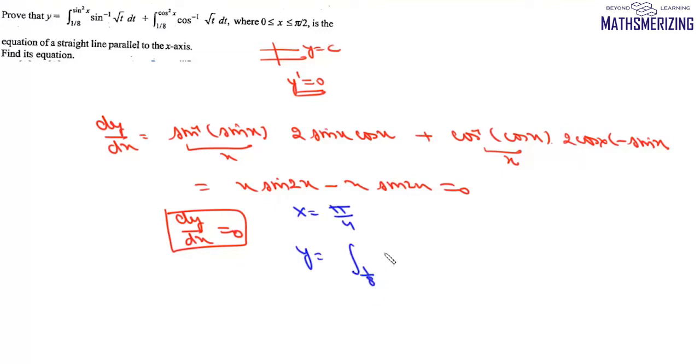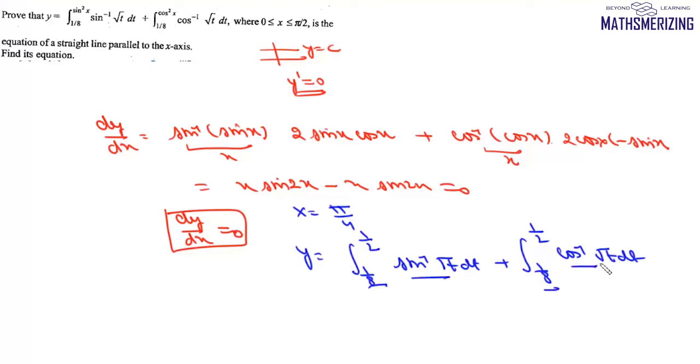So we write y equals this integral from 1 by 8. Sin pi by 4 is 1 by root 2, and its square will be simply 1 by 2, and here will be sin inverse under root t dt, and here also we write from 1 by 8 to 1 by 2 cos inverse of under root t dt. Now limits are same. Sin inverse x plus cos inverse x is pi by 2. So we write y equals this integral from 1 by 8 to 1 by 2 of pi by 2 dt.